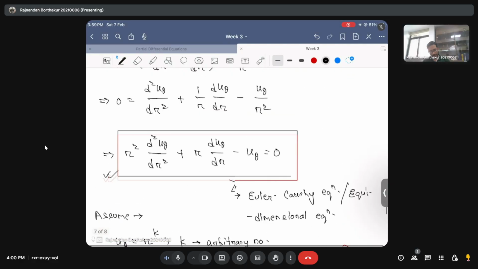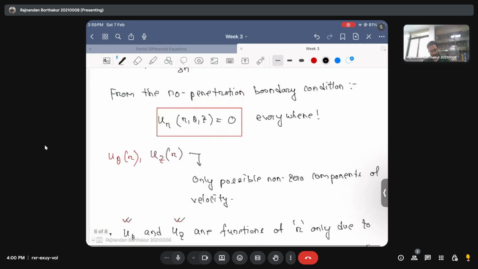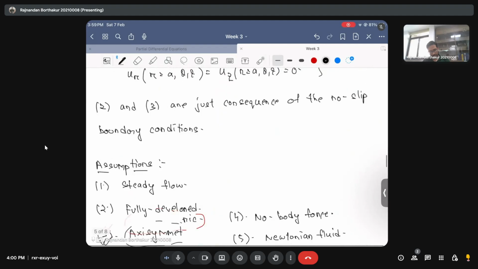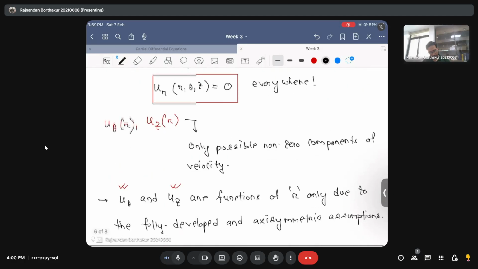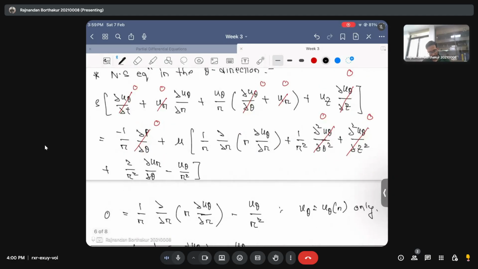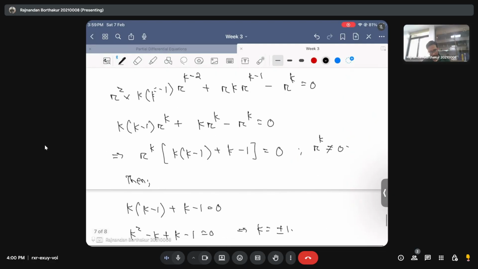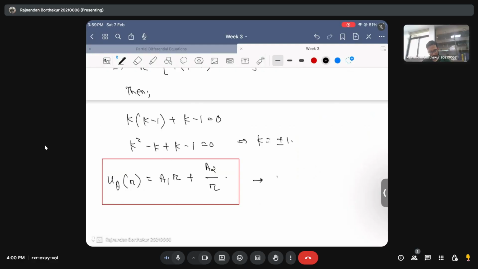So maybe I should name my equations. Let's see the numbering first. Where did I stop? So this is 3. Then maybe I'll name this equation as 4, this simplified Euler-Cauchy form as 5, and this solution as 6. So that's it. You have precisely derived the general form of u theta.